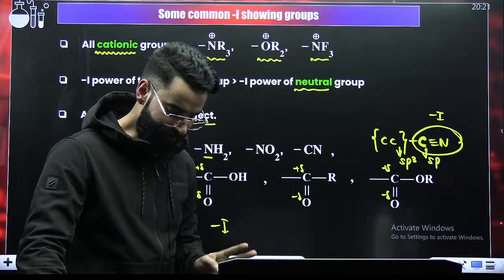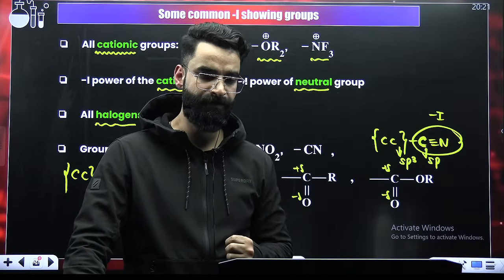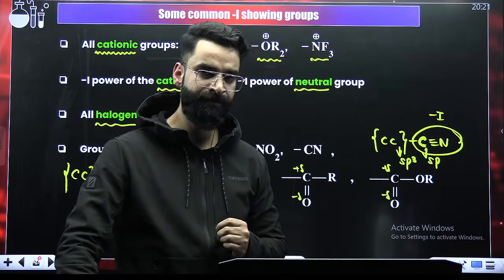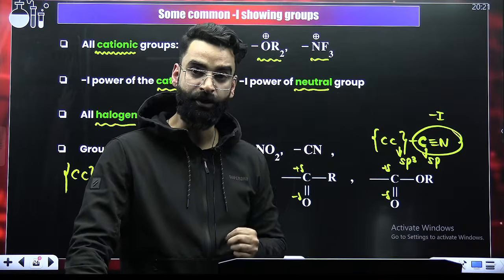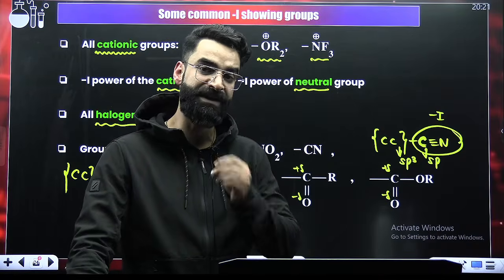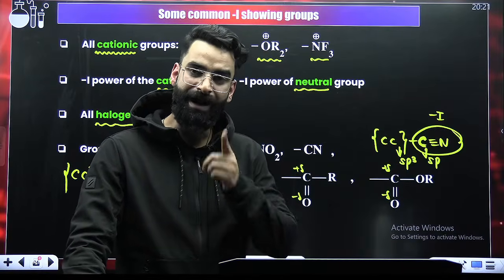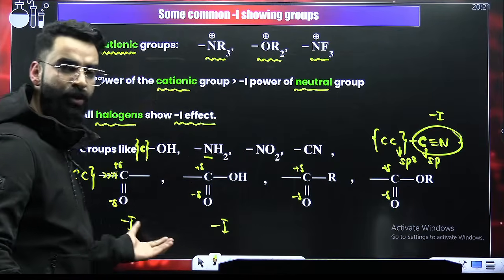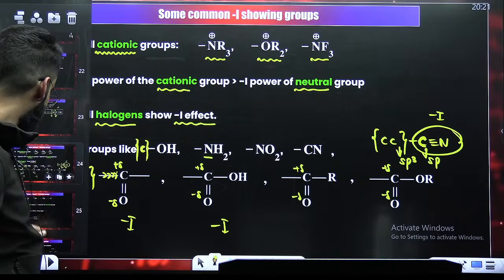Perfect. So what all things do we have to remember? All cationic groups show minus I effect. They're withdrawing in nature. Number two, my dear students, remember the minus I power of cationic groups is more than that of neutral groups, right? Your halogens will be showing minus I. And all these groups which are mentioned over here are your minus I showing groups.